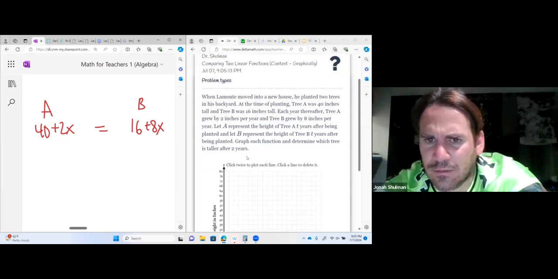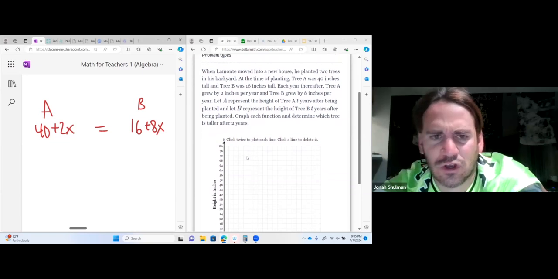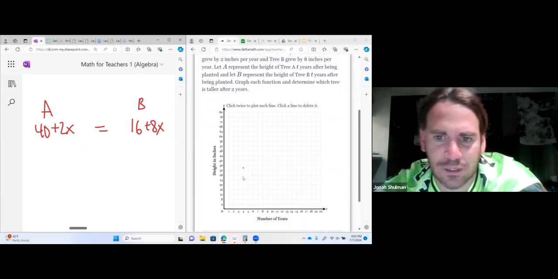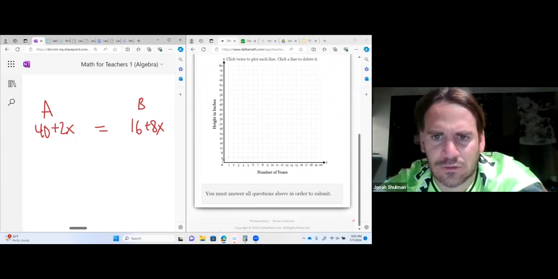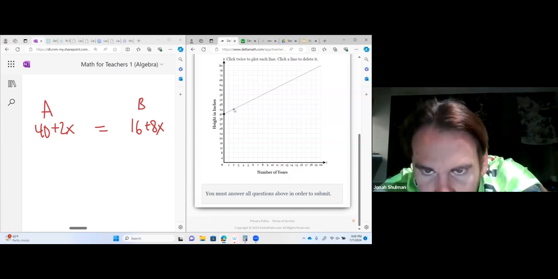Graph each function and determine which tree is taller after 2 years. So we can put the 2 here, but that's fine. So the first one, we start with tree A is 40, and we're going to go up 2 every time. So there we go. Boom.